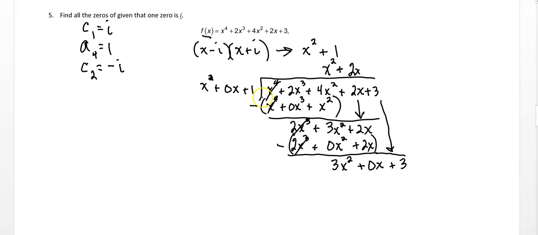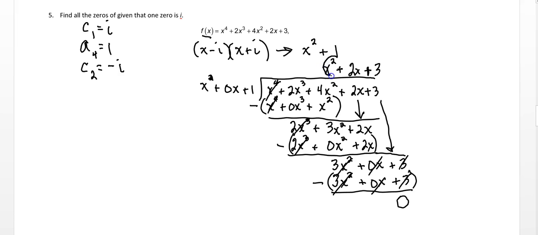Repeat the process. What times x squared gives us 3x squared? That is 3. Then we multiply. And as you know, we should get 0 as a remainder because of the remainder theorem. And we do. So we know that x equals i and x equals negative i are zeros.